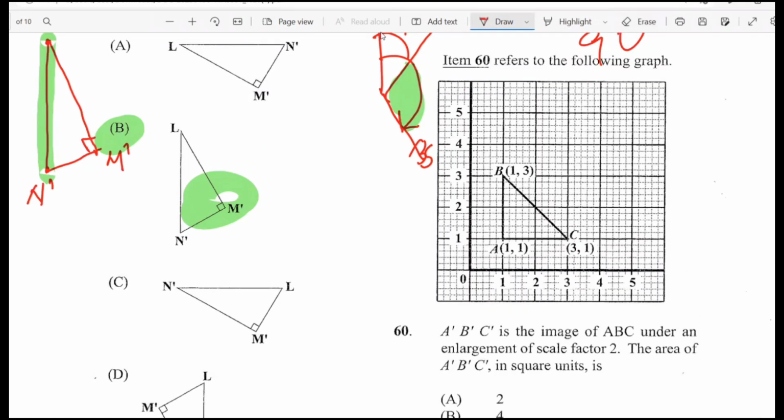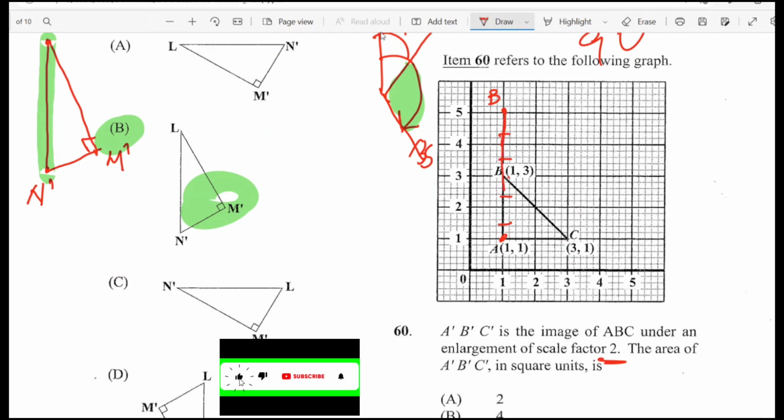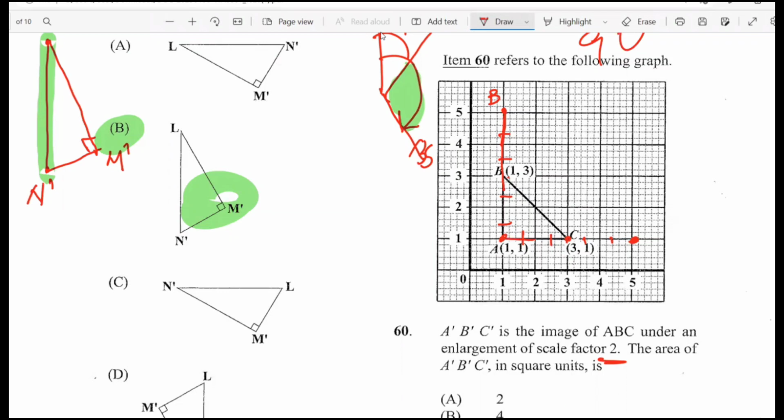So if it's going to be enlarged, a scale factor of 2, everything is going to double. So from A to B will now be A to B. B will become there. Why? Because it's 1, 2 units, it's going to go 4. So B is all the way up here now. C is 2 units from A, it's going to be all the way out here. So basically you're looking at that. So we're talking about this new shape here.